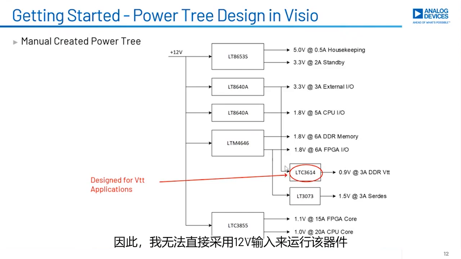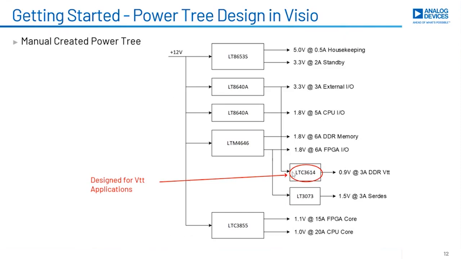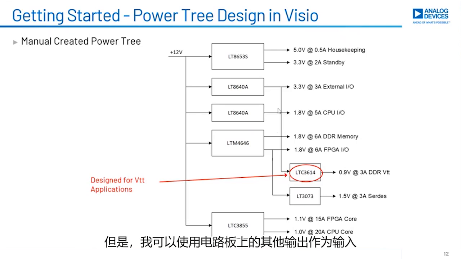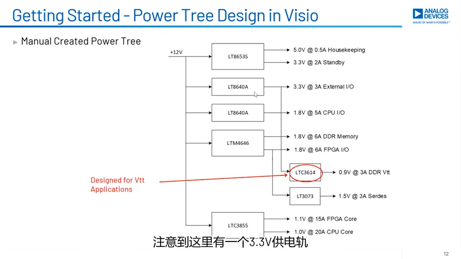So as a result, I can't run this part directly off the 12 volt input, because that's too high for this part. But what I can do is use one of the other outputs on the board as an input. So I notice here I have a 3.3 volt rail, and this part, the LT8640A, can handle more than 3 amps. So there's a little extra current available. I could use that to run this regulator, and it solves that input voltage limitation problem.